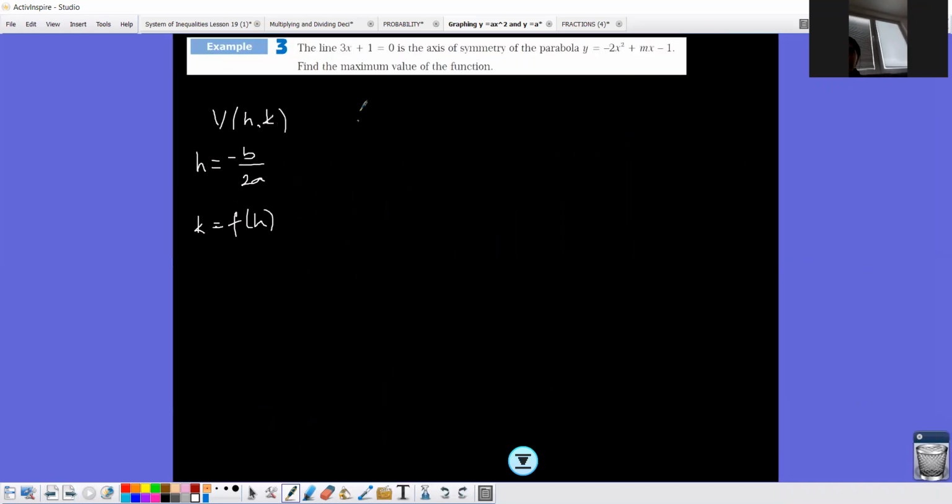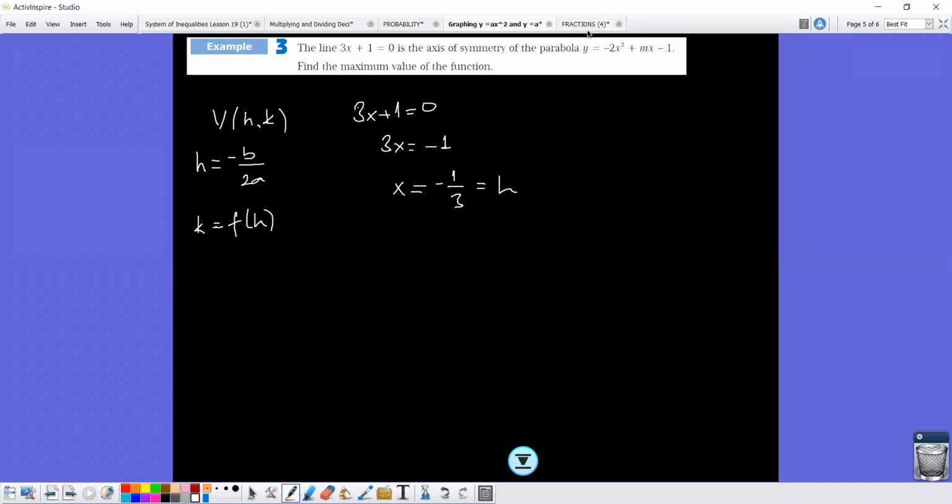So if 3x plus 1 is equal to 0 is the axis of symmetry, I need to find the x value here. So 3x is equal to minus 1 and x is equal to minus 1 over 3. Okay? So this is the axis of symmetry. At the same time, this is the h. Did you understand? Guys? Yes, teacher. Okay.